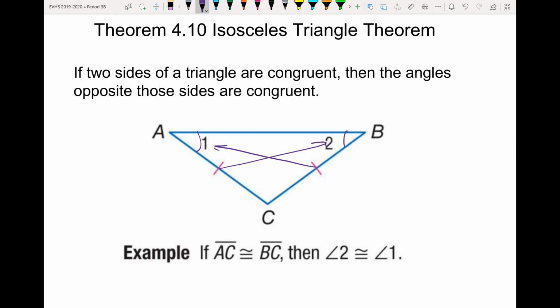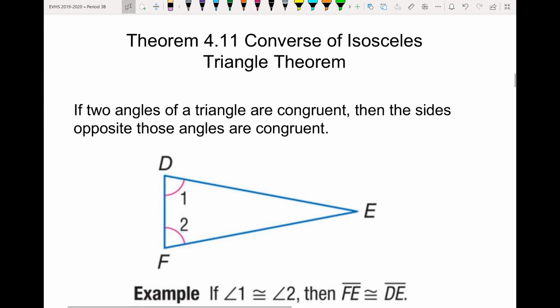Then, just like any good theorem, we like to look at its converse. In this case, the converse is also true. If two angles of a triangle are congruent, then the sides opposite them are congruent. So if angle 1 is congruent to angle 2, then over here we know DE is congruent to FE. And yes, those two guys can be used as fodder when we're doing proofs. Any questions? Anything groundbreakingly new here? No, yeah, it's all old stuff, right?